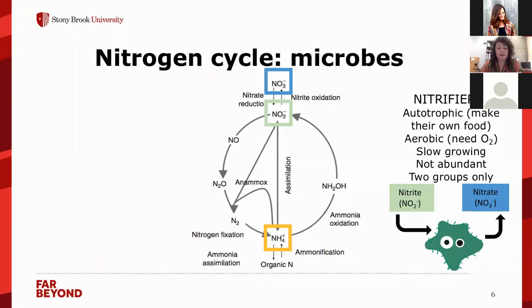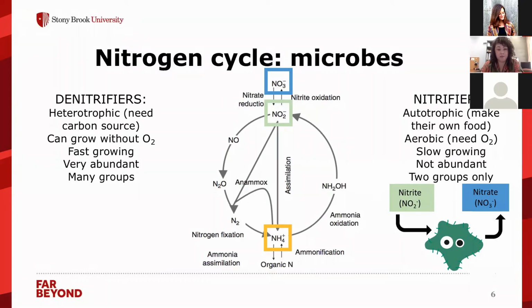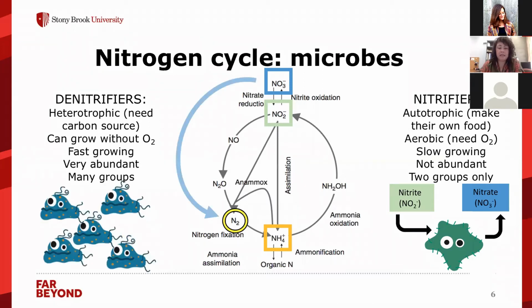And the second group are nitrite oxidizers, which convert nitrite to nitrate, which is great, but we want to get down to nitrogen gas. So we need another group of microbes, which are the denitrifiers. In comparison to the nitrifiers, they're heterotrophic. They need a carbon source, they need food, much like how we eat food. But they can grow without oxygen, and they're very fast growing, very abundant. And the key thing in here is there's many, many groups that can do this. But ultimately, the denitrifiers convert nitrate down into nitrogen gas, completing our nitrogen cycle.